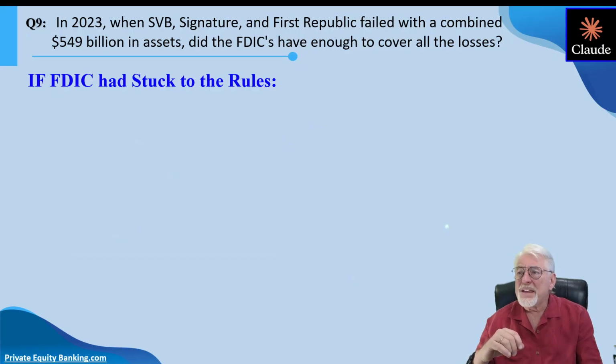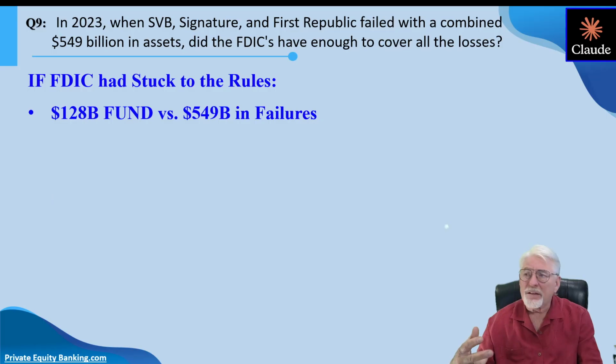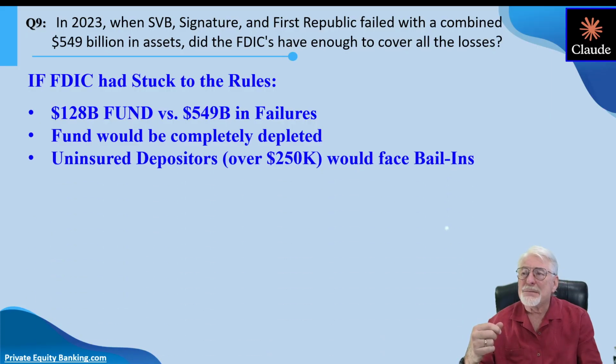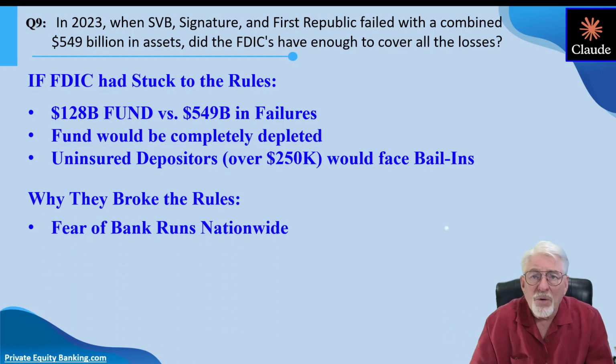So if the FDIC had stuck to the rules created by Dodd-Frank, $128 billion in fund versus $549 billion in failures, the fund would be completely depleted. Uninsured depositors over $250,000 would face bail-ins. And why did they break the rules? Fear of bank runs nationwide.